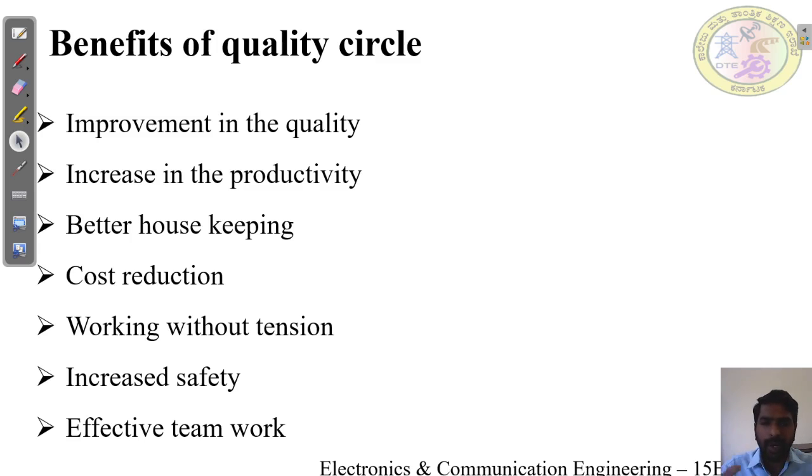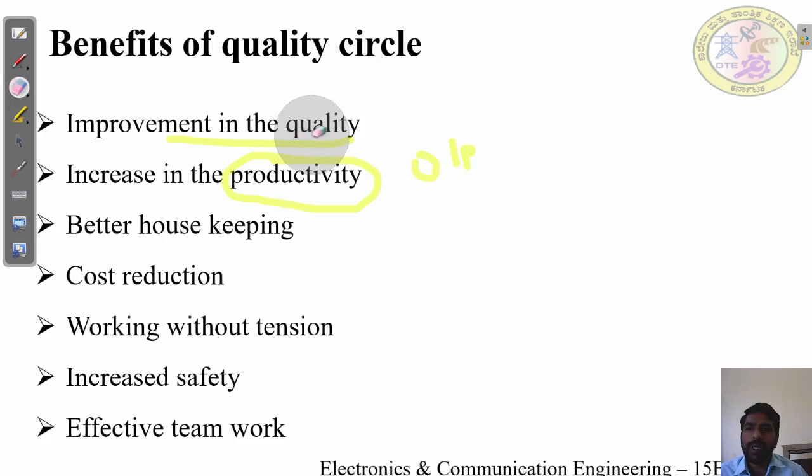And now the benefits of the quality circle. What will happen if you do all these things? Definitely a quality product will be achieved, with increased productivity, better housekeeping, and cost reduction. See, the quality of the product will be improved. Productivity, I already told how it will be increased: maximum output with minimum rejection, minimum rework, and minimum downtime. That's why the productivity will be increased.